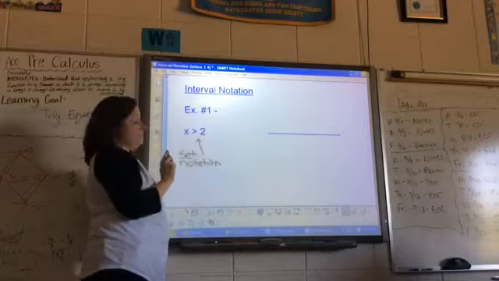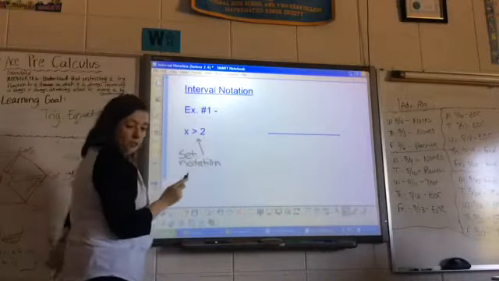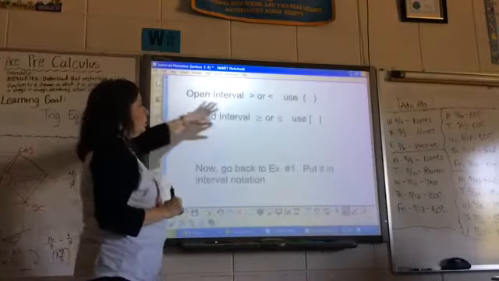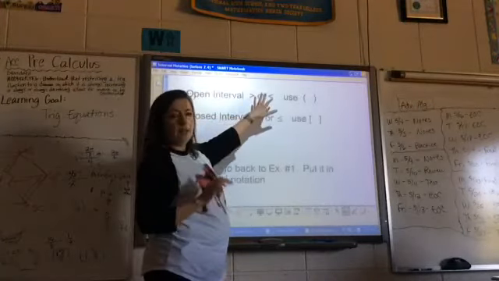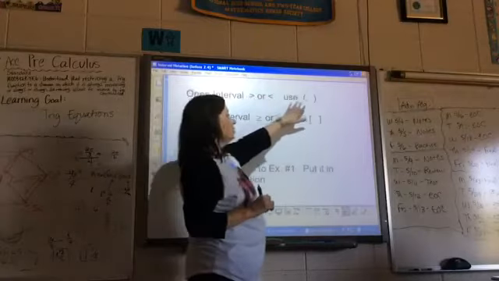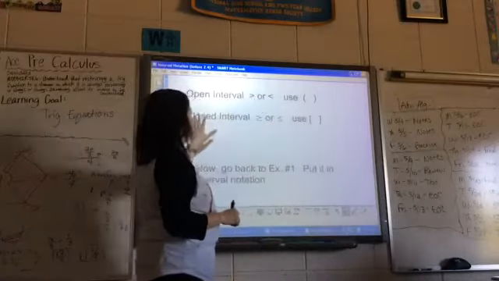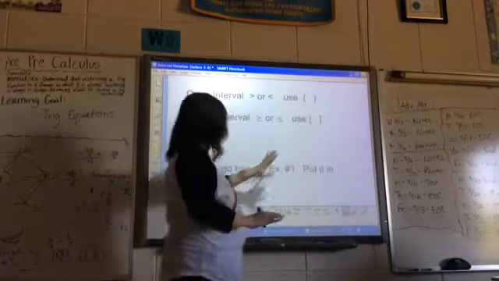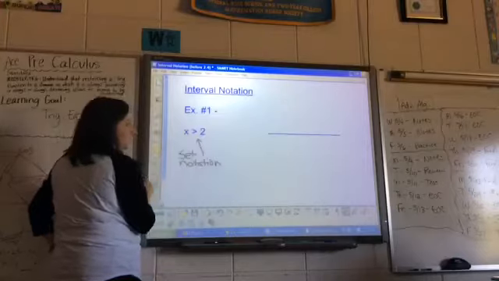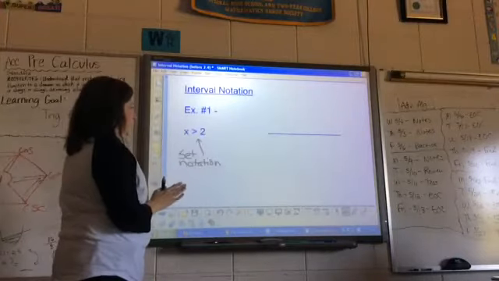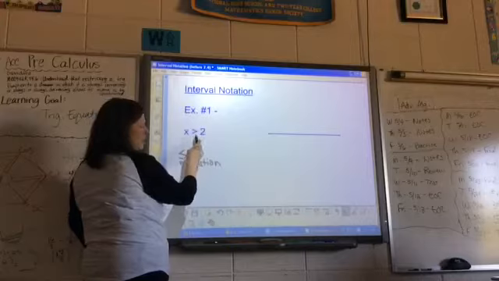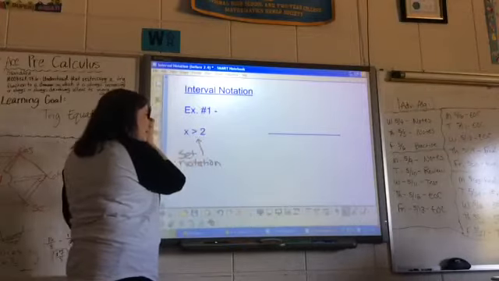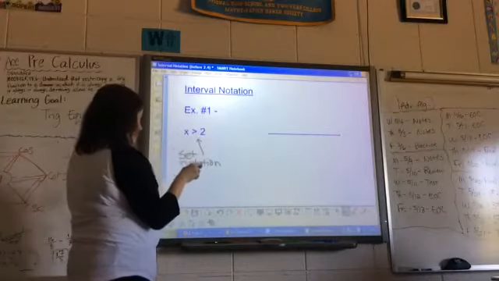When it looks like this, we're going to talk about interval notation, though. On interval notation, when you have a greater than or less than with no equal sign underneath, you're going to use a parentheses. If you have an equal sign underneath, you're going to use a bracket. All right, so if we're going to put this example 1 in interval notation, there is no equal sign here. So if we're going to rewrite this, we would have a parentheses.